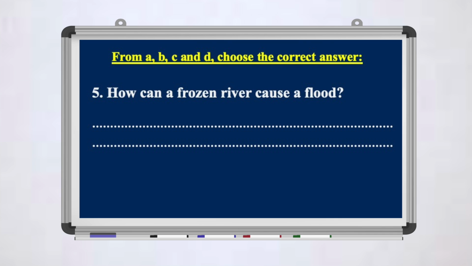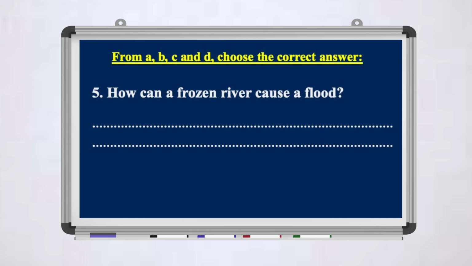Now here we have the productive questions. How can a frozen river cause a flood? This is an explicit question, meaning you will find the answer inside the text. So, what do you think causes or how can a frozen river cause a flood? If you look back in the text, you'll find the answers. So I'll give you around 10 seconds to find that answer.